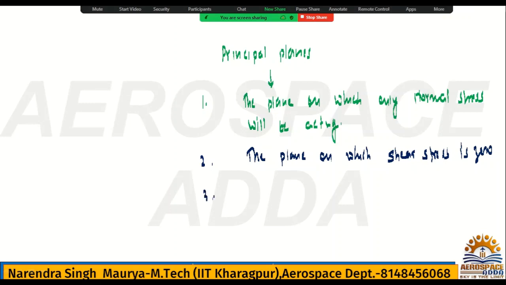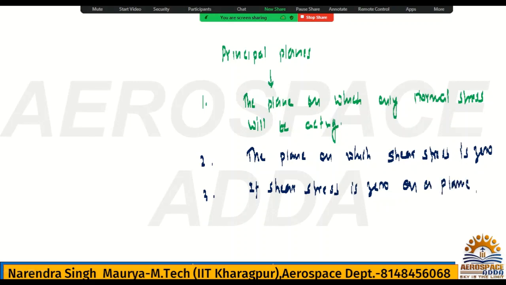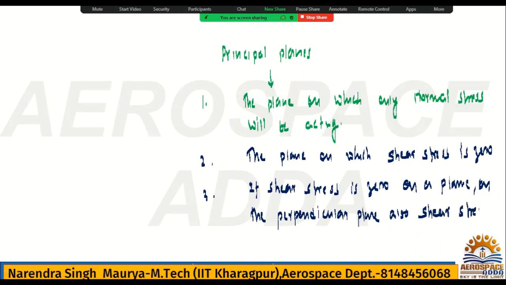Third point, if shear stress is 0 on a plane, on the perpendicular plane also, on the principal plane's perpendicular plane also, shear stress is 0. Simple.